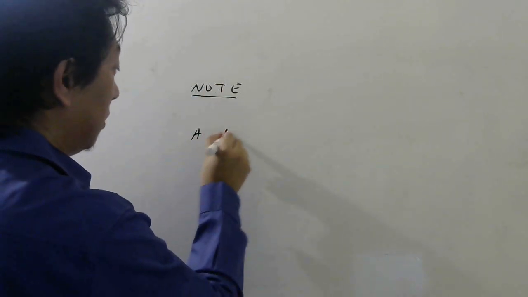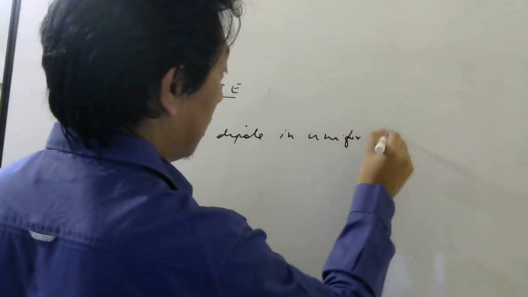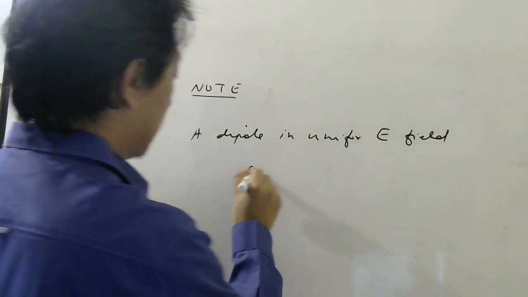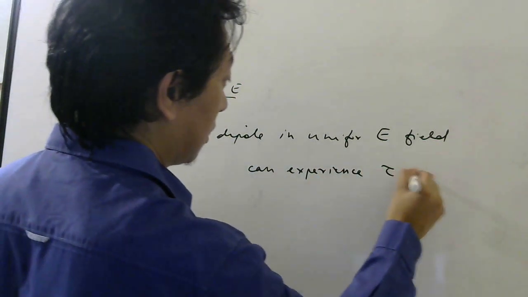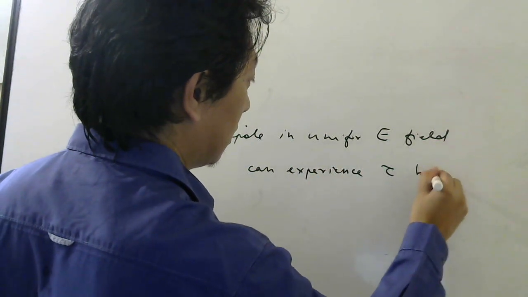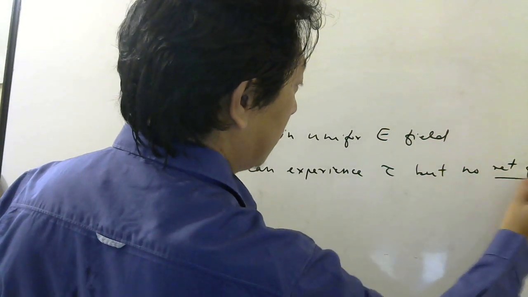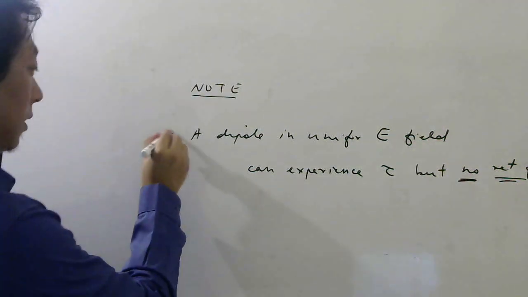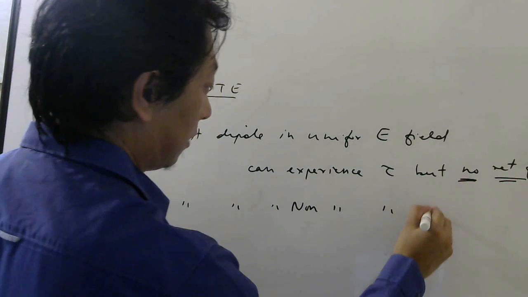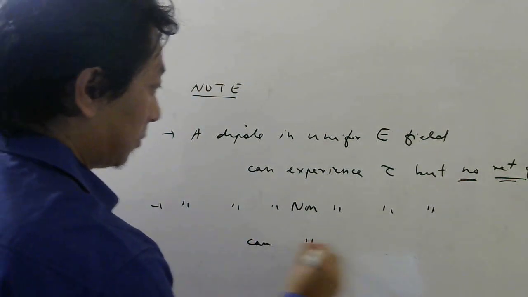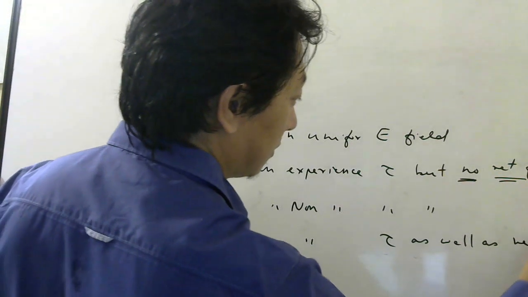So a dipole in uniform electric field can experience torque but no net force. So net force will be 0. But if you keep a dipole in non-uniform electric field, then it can experience torque as well as net force.